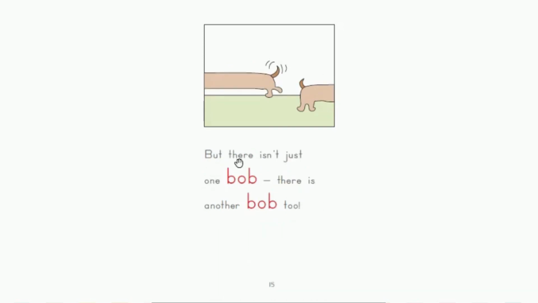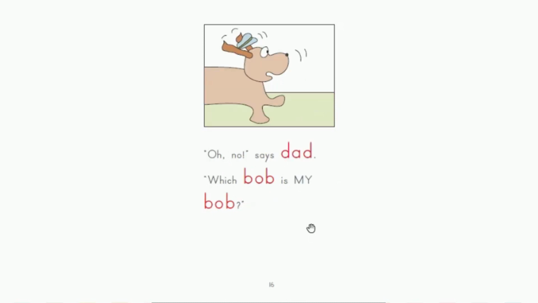But there isn't just one Bob. There is another Bob too. Dod meets his father, that is his dad. So Dod is a long dog. His dad is also a long dog. So there are two Bobs there, and they were a bit confused. There isn't just one Bob. There is another Bob too.